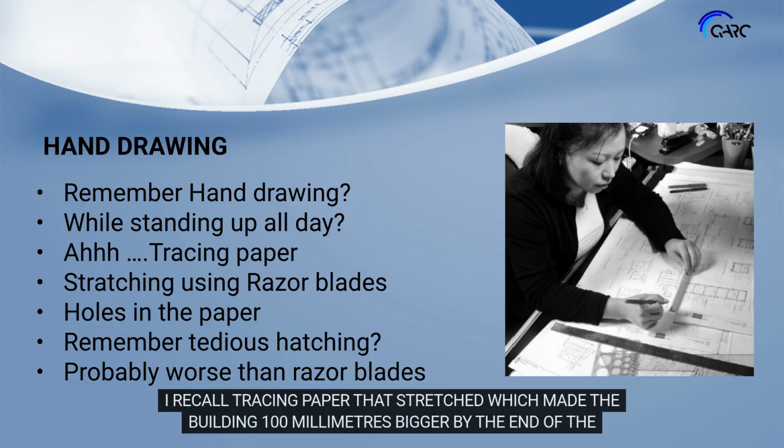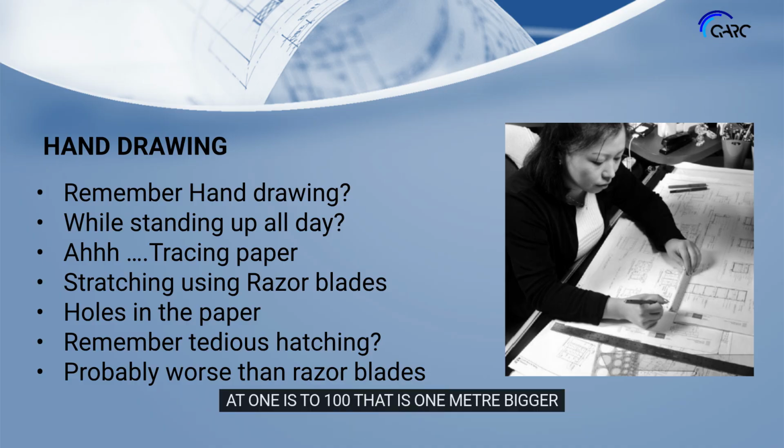I recall tracing paper that stretched, which made the building 100 millimeters bigger by the end of the day. At 1:100, that is 1 meter bigger. I remember scratching through the tracing paper. I recall hand hatching that was probably worse than using razor blades.